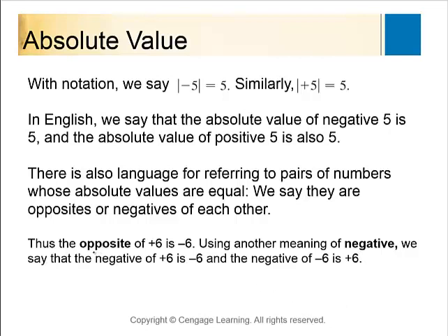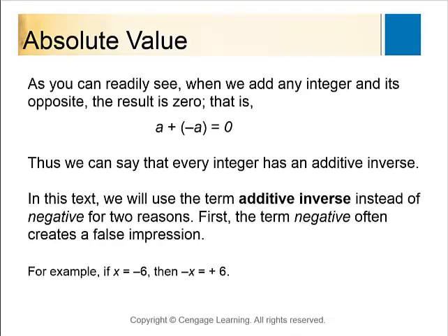Students will get confused in absolute value and opposite. They are not the same thing. The opposite of positive 6 is negative 6, and the opposite of negative 6 is positive 6, but being opposite and absolute value, those are not the same thing.